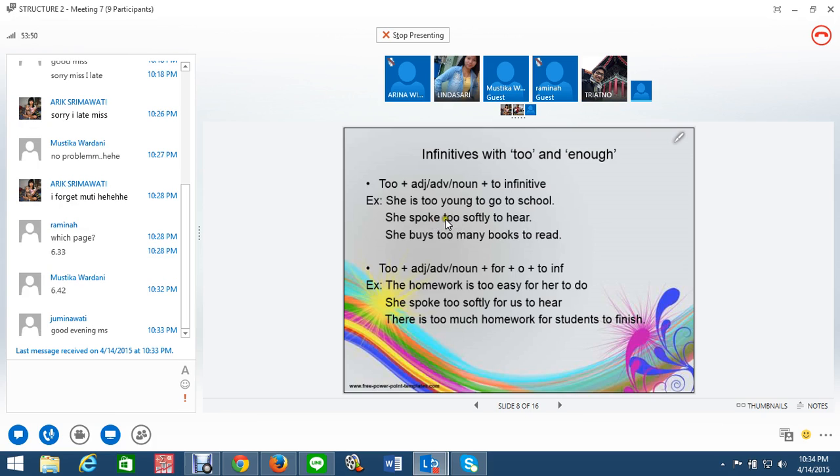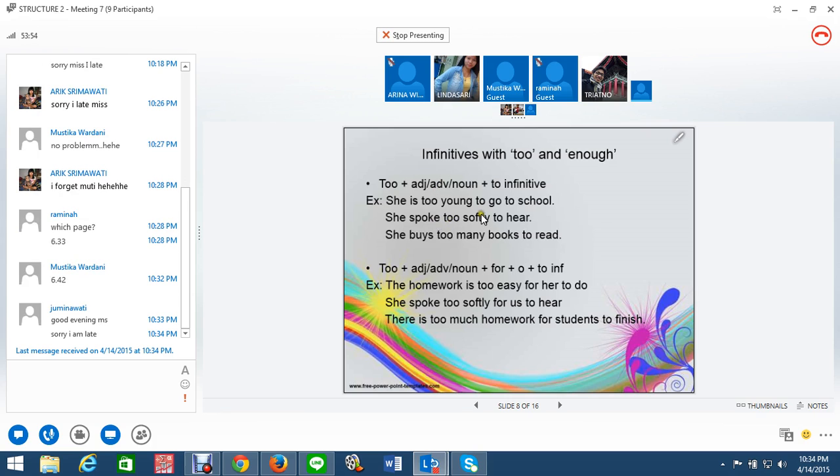So here too plus adverb, softly. This is an adverb of manner. To hear. And the third is too plus noun plus to infinitive.